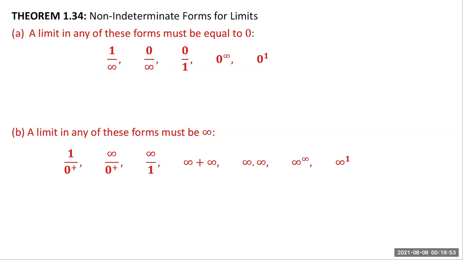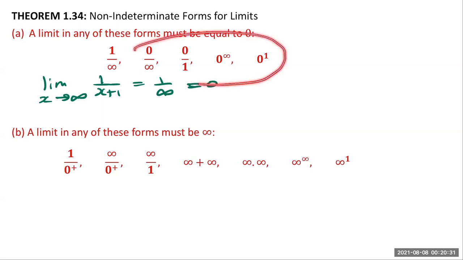For example, the limit as x approaches infinity of 1 over x plus 1. What happens to this? This takes the form 1 over infinity, right? As x approaches infinity, this becomes infinity, but this 1 cannot make any effect on infinity, so it takes the form 1 over infinity. So the answer is 0 by this theorem. Likewise, our limit will be 0 if we have any of these forms as well.